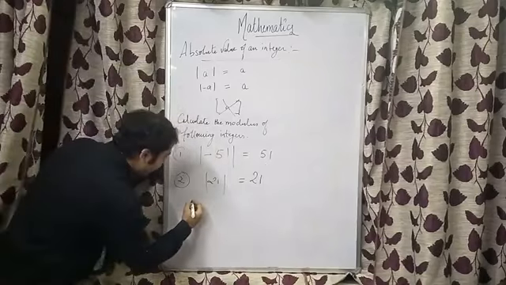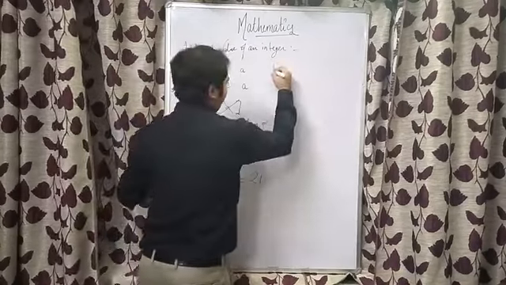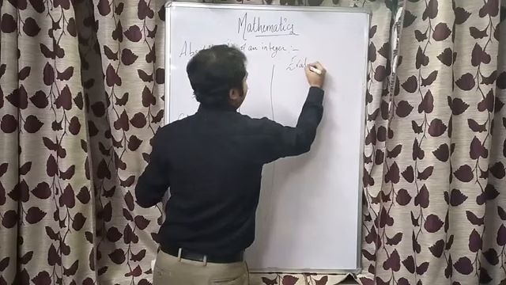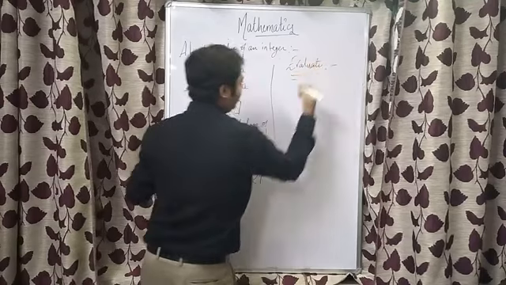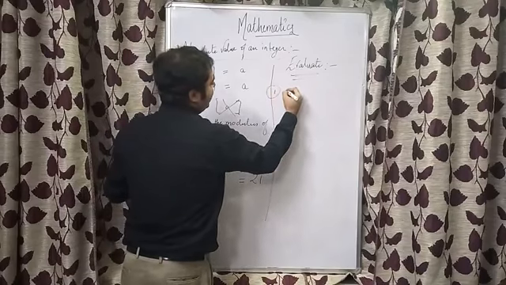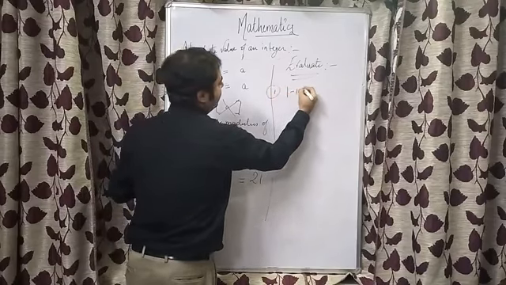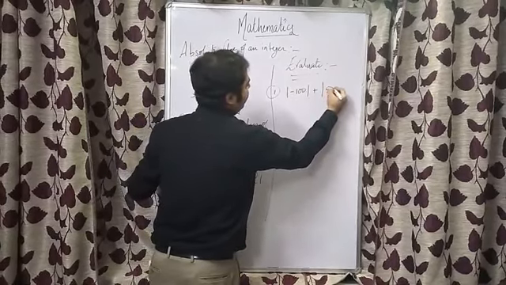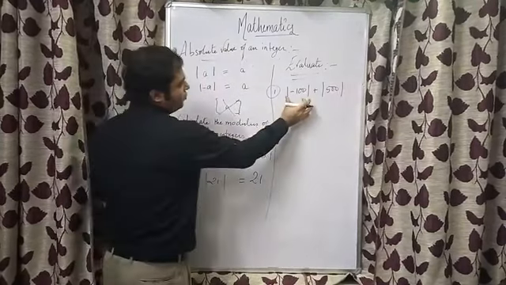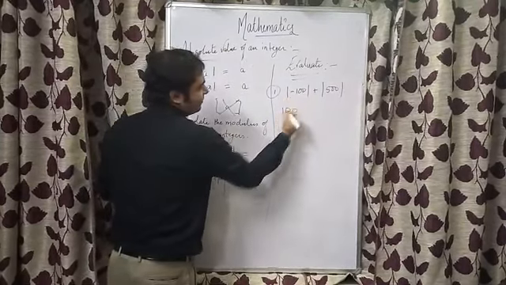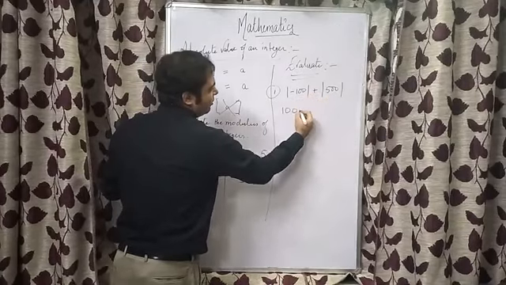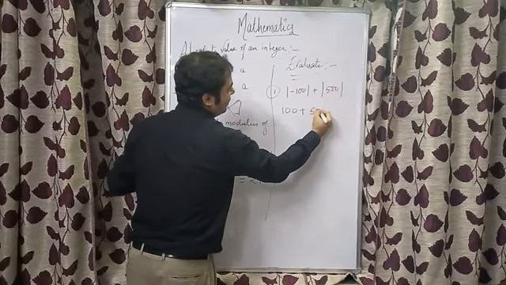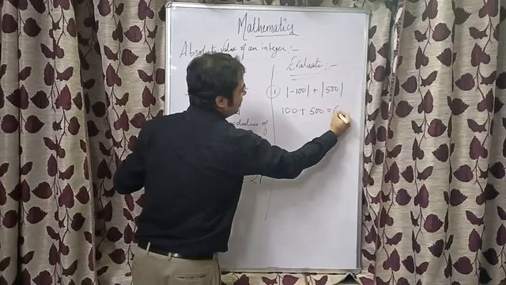Let us try to understand this with the help of these questions in detail. Like first one, suppose we take mod of minus 100 plus mod of 500. So mod of minus 100 will give us 100. In between these two mods we have got plus sign, we will put plus sign. Mod of 500 will give us 500. So the final answer will be 100 plus 500, 600.